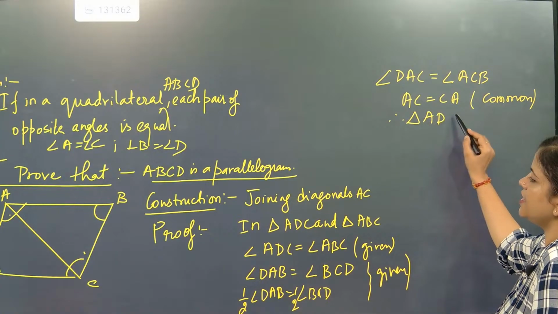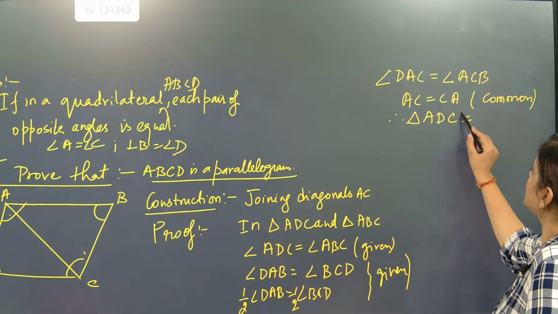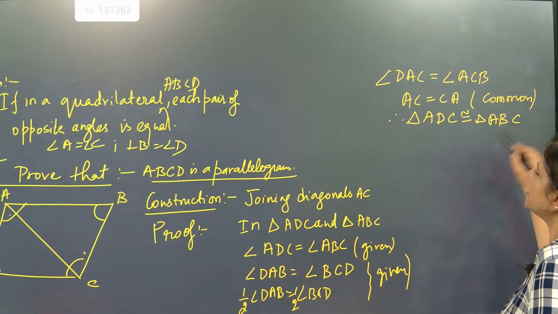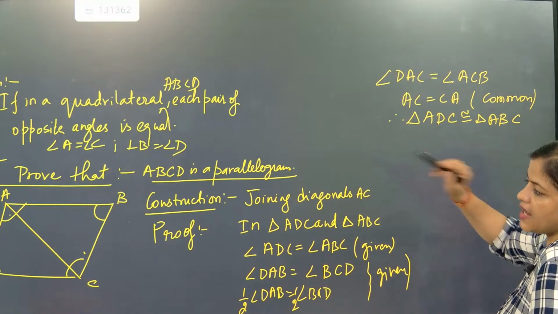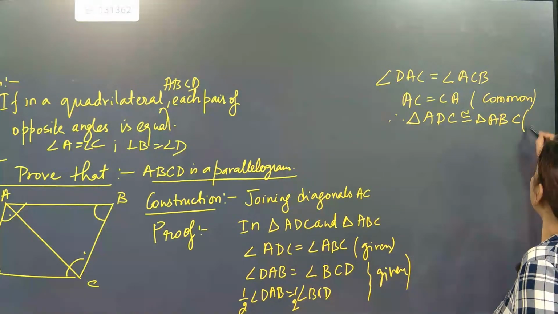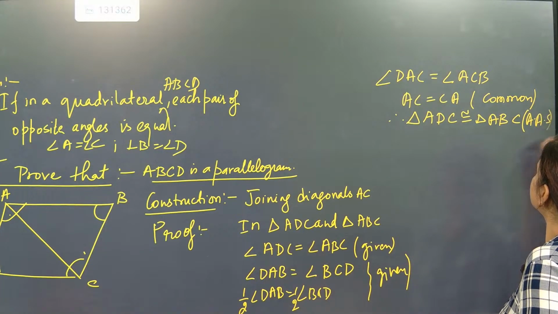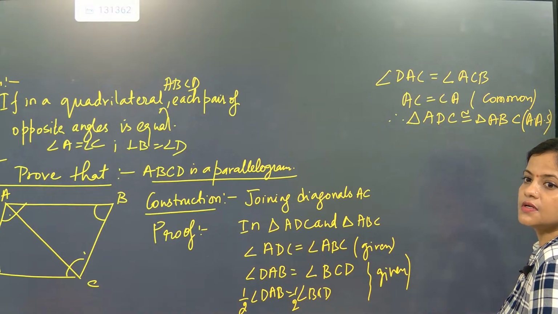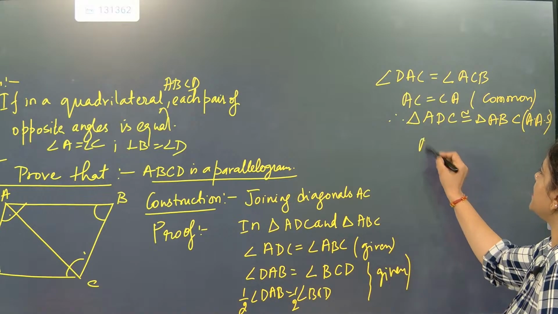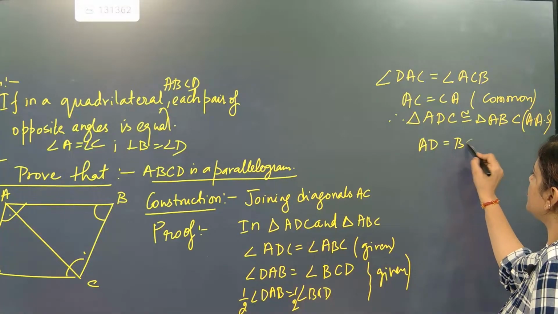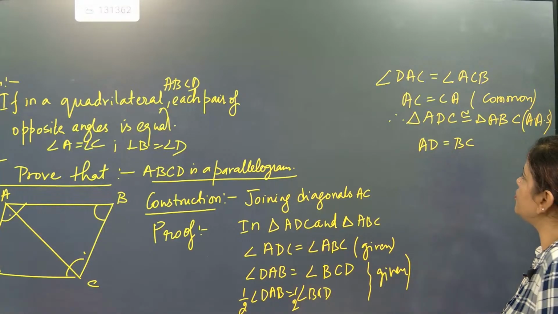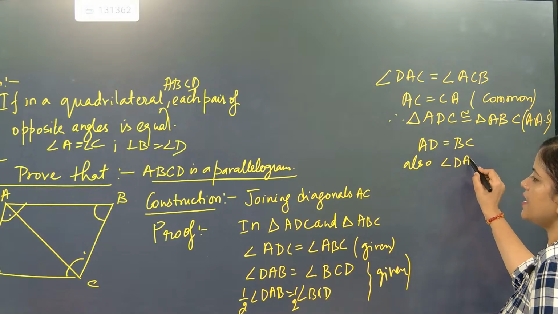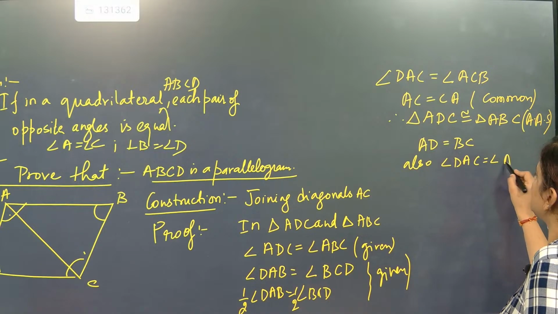So therefore triangle ADC is congruent to triangle ABC by what property, beta? Angle, angle and side. We have already discussed angle, angle and side. By CPCT, what part is coming equal? Opposite sides, that is AD is equal to BC. Understood? AD is equal to BC. Also angle DAC is equal to angle ACB.